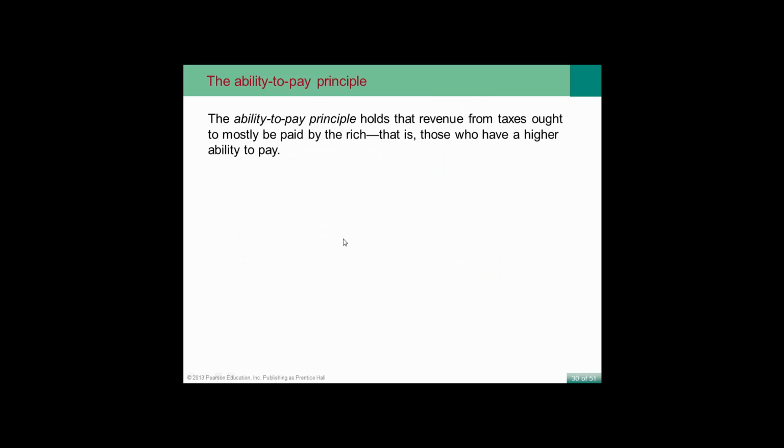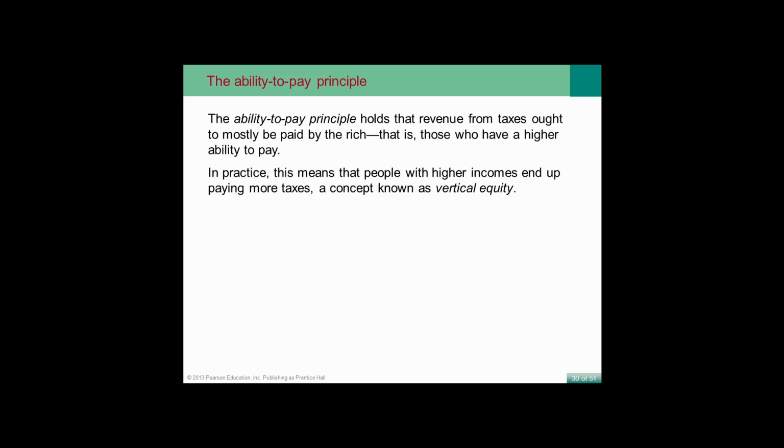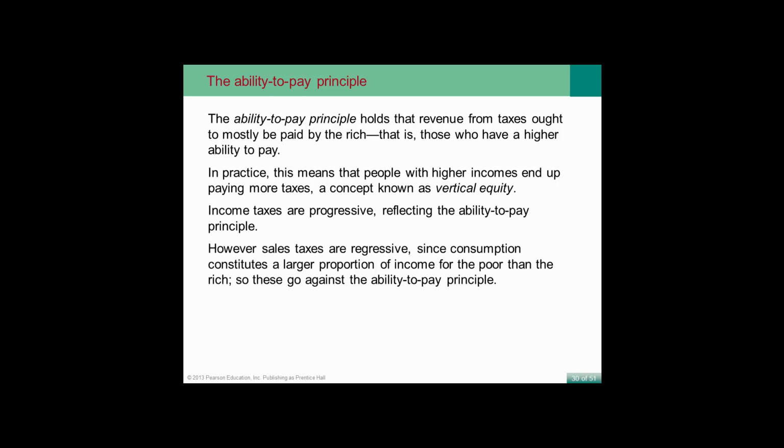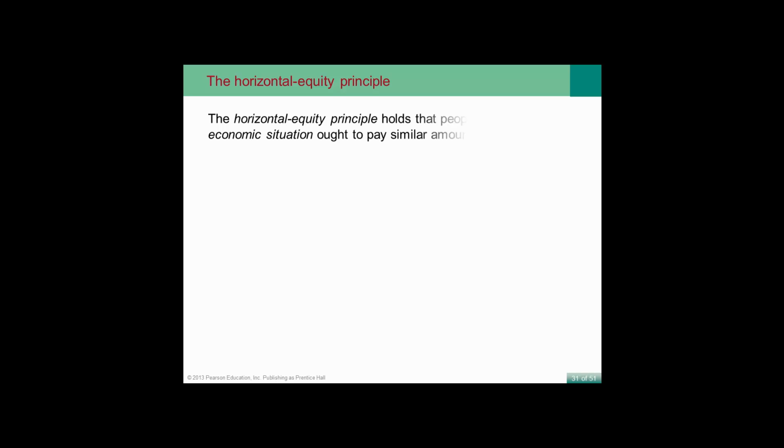There's the idea of the ability to pay principle. The ability to pay principle holds that revenue from taxes ought to mostly be paid by the rich, that is, those who have a higher ability to pay. In practice, this means people with higher incomes end up paying more taxes. This concept is known as vertical equity. Income taxes are progressive, reflecting the ability to pay principle. However, sales taxes are regressive, since consumption constitutes a larger portion of income for the poor than it does for the rich. So these go against the ability to pay principle.